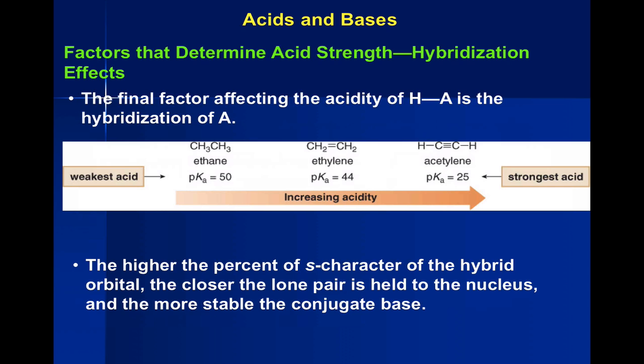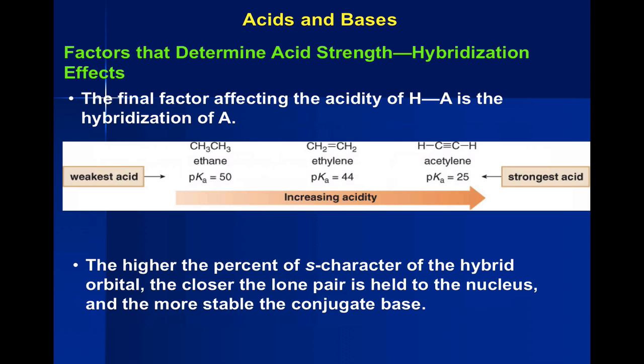sp hybridized hydrocarbons are going to be stronger acids, right? By a little bit or a lot? By a lot. If I'm looking at this, that's 20, I like this math, that's real easy, 25 orders of magnitude. It's 10 to the 25th. That's a lot of cash, right? Remember, a billion's 10 to the 9th.